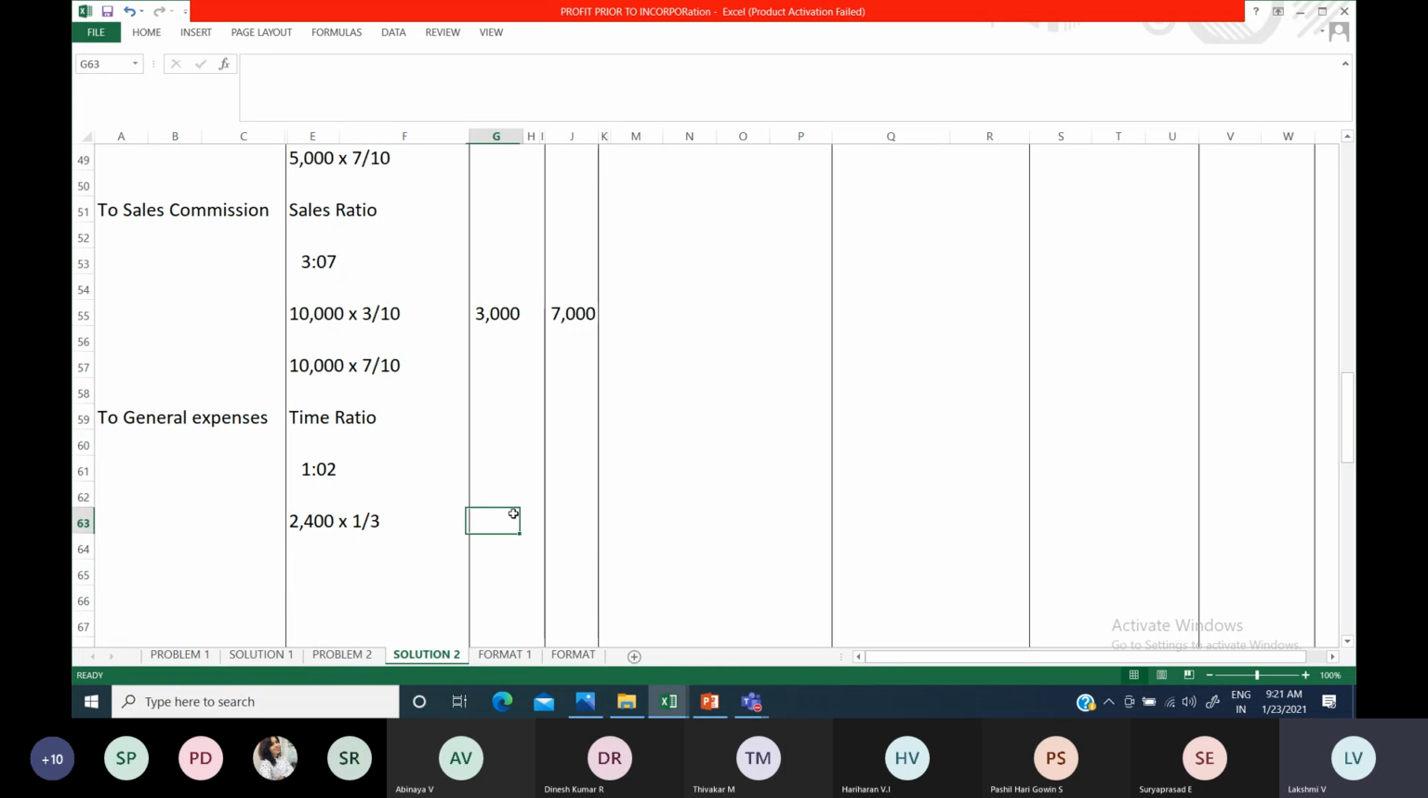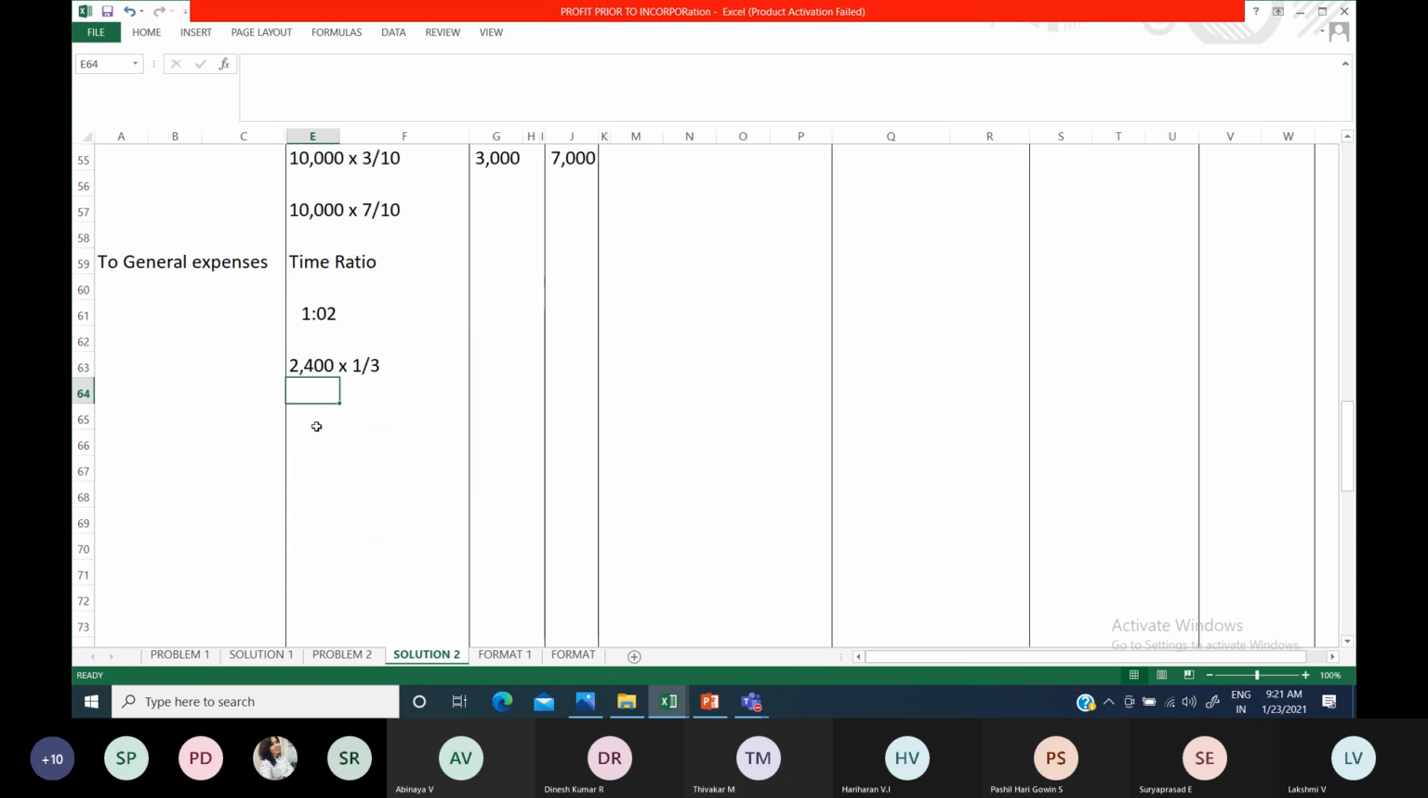So that one you have to put under the pre-column. Similarly for the post column, 2,400 into 2 divided by 3. So how much are you getting? Ma'am, pre-column is 800, ma'am. 800. Post column 1,600. Right?